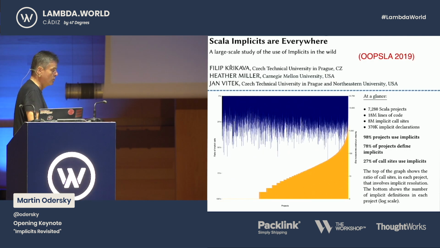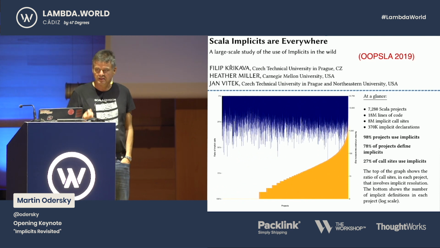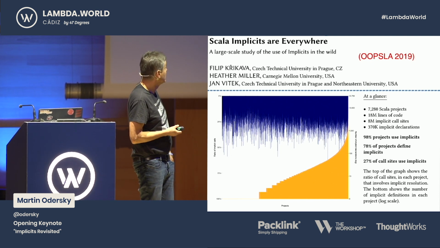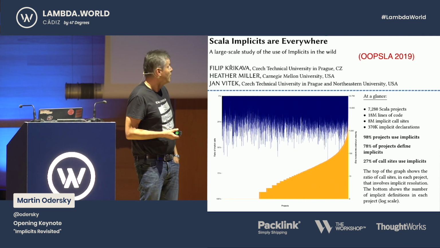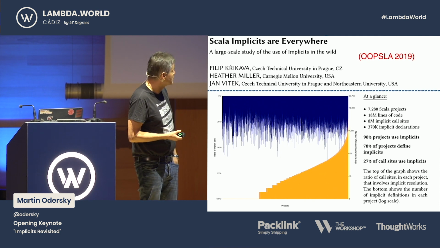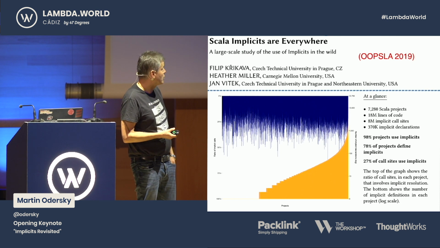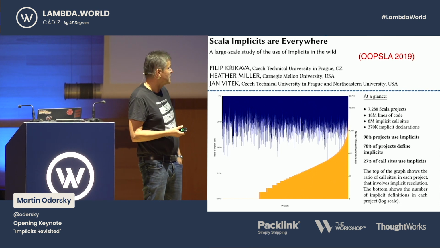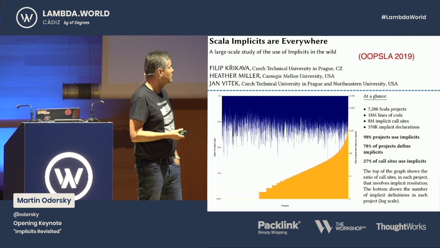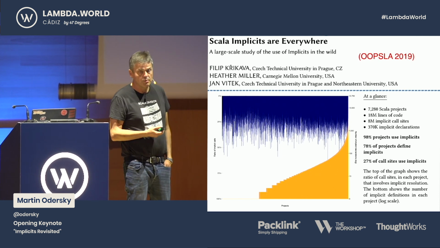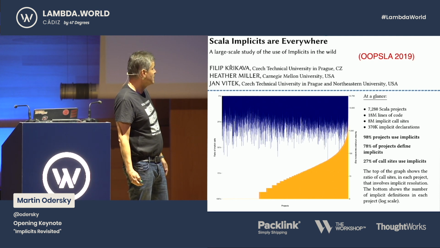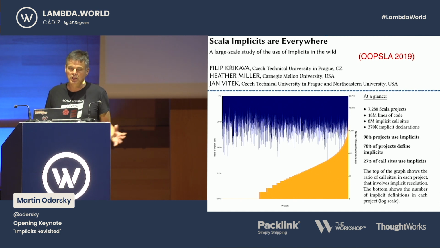So let's start with an empirical study that is coming out in Uppsala later this month, next week I think, on Scala implicits. The authors conclude they're everywhere. They mined 7,280 Scala projects, 18 million lines of code, 8 million implicit call sites, 370,000 implicit declarations. They concluded that 98% of all projects use implicits, 78% of projects also define new implicit definitions, and 27% of call sites are implicit. So they're really absolutely pervasive.